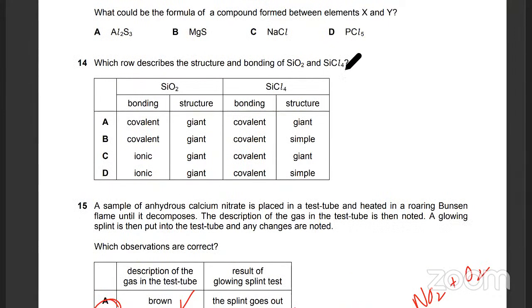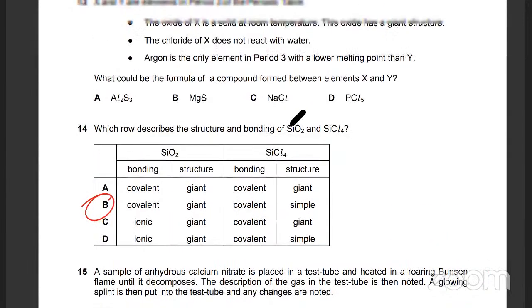So what are SiO2 and SiCl4? What type of bonding do they have? Covalent or ionic? Both are non-metals, so it's covalent. A giant covalent or simple covalent? Giant for SiO2 and simple for SiCl4. So remember this. This is giant covalent, and this one over here is simple molecular. SiCl4 is a colorless liquid. Remember that as well.